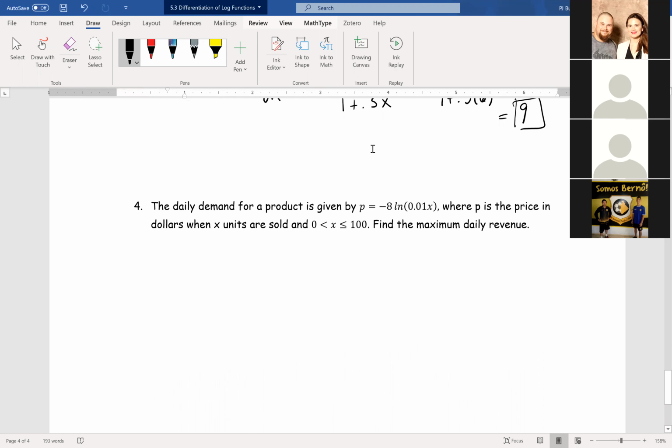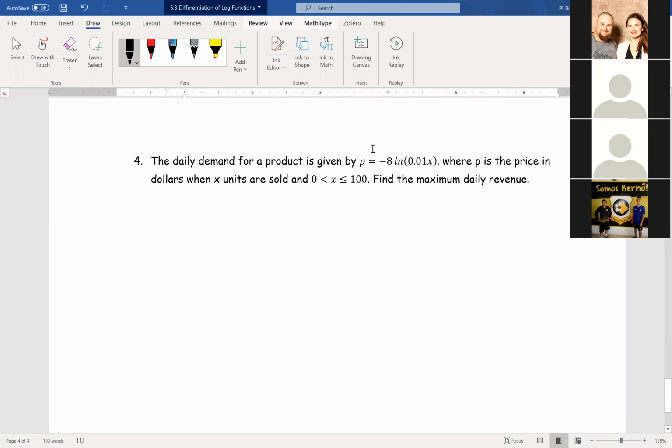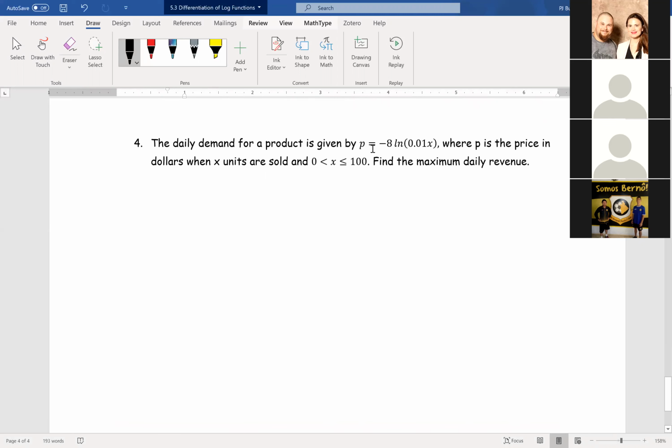And last part, or this is another problem, sorry. It says daily demand for a product is given by this equation. Find the maximum daily revenue. So this is demand. Remember, revenue is x times that. So it is minus 8x natural log 0.01 times x.